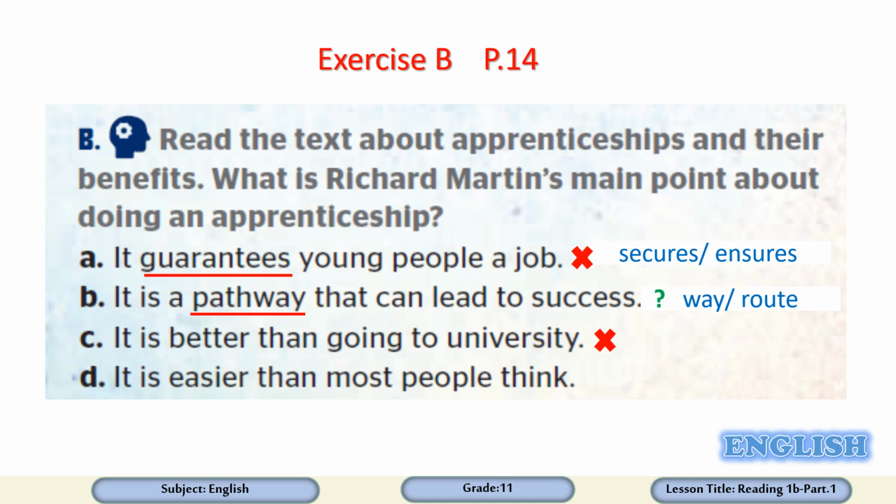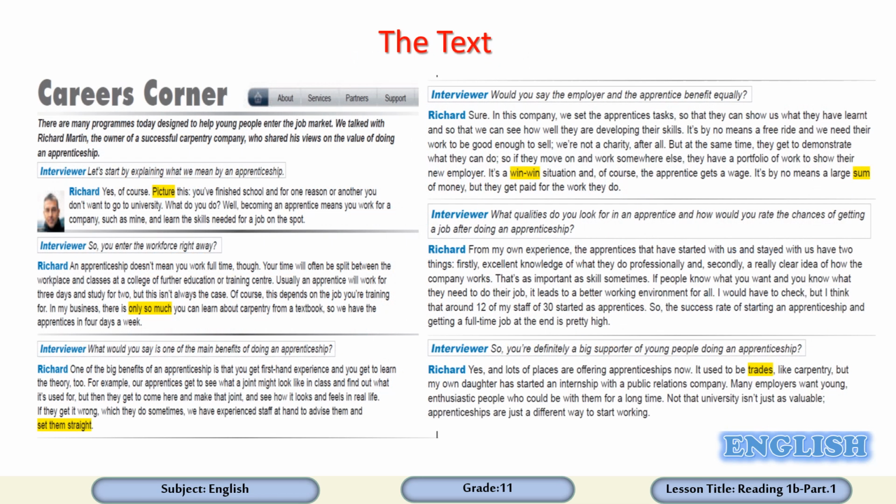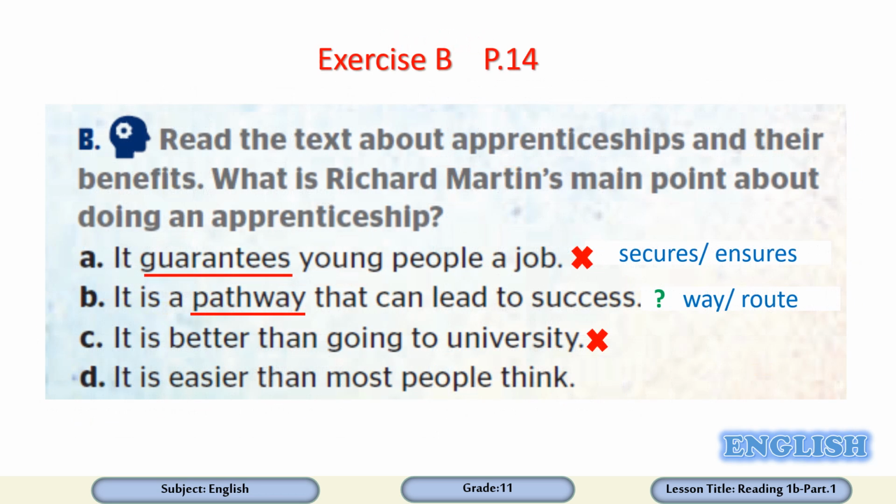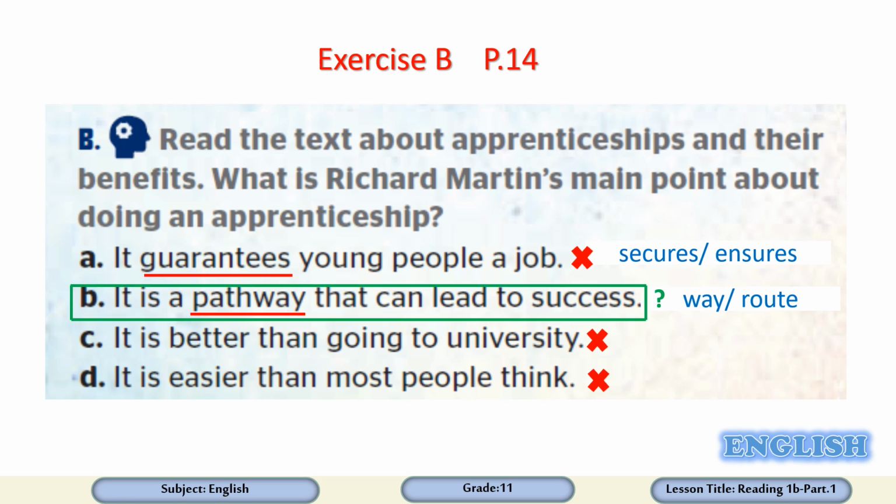Let's look at option D. It is easier than most people think. Look at these two sentences. Number one, usually an apprentice will work for 3 days and study for 2. Number two, they get to demonstrate what they can do. What do you understand from these two sentences? Very good. An apprenticeship is not something easy to do. This means that option D cannot be the right answer to the question, and therefore option B will be the correct answer.